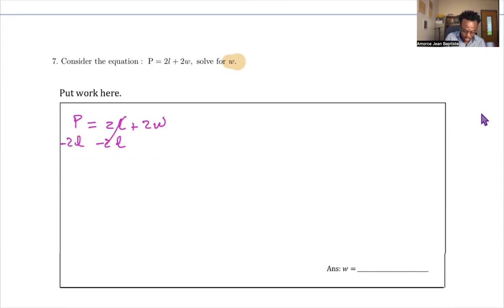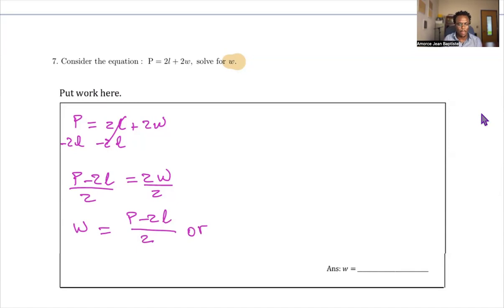That cancels that 2L here, so P minus 2L is 2W. And then if we divide both sides of the equation by 2, we get W equals P minus 2L over 2. Or if you separate the denominator, W equals 1/2 of P minus L, and either one is a solution.